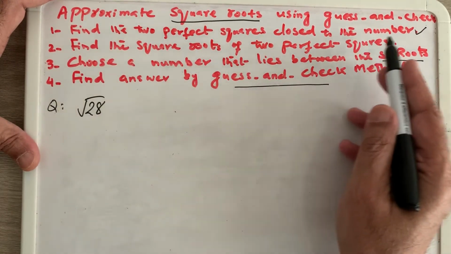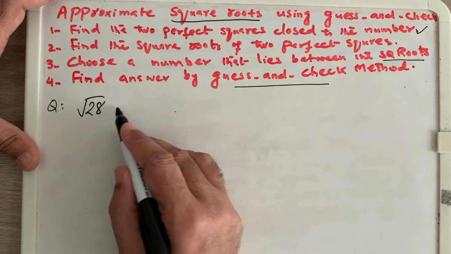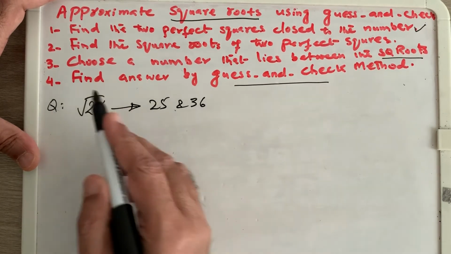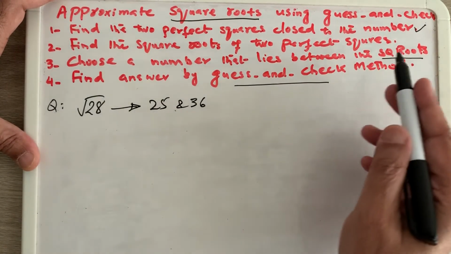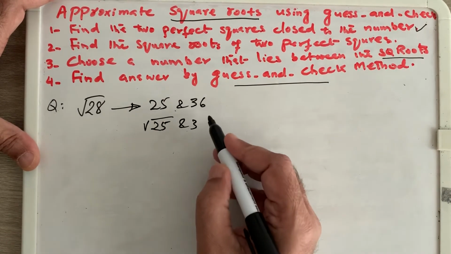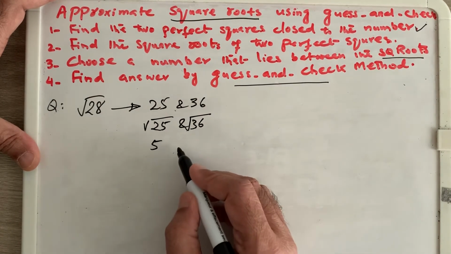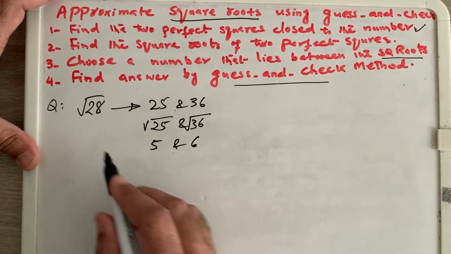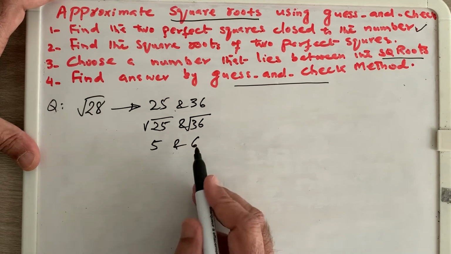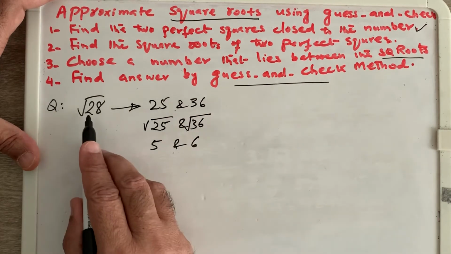Find the perfect square close to that number. So what number we will get, right? Close to this number may be 25 and 36. Number 2 step, find the square roots of the two perfect squares. So under root 25 and under root 36, right? So when we take here 5 and here we will have 6, so my required root will be in between 5 and 6. And as I'm seeing that it is 25 and 36, this number is 28.